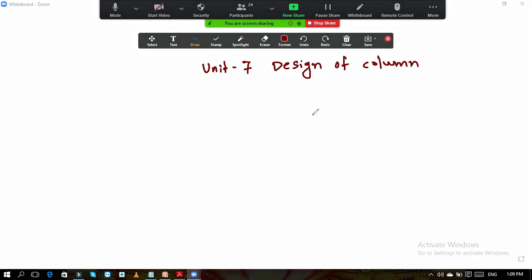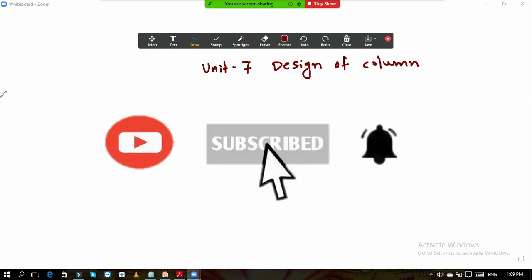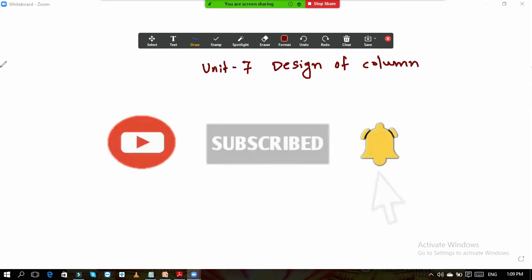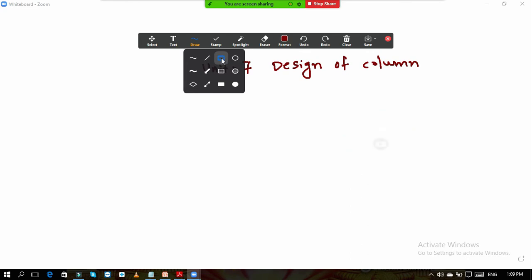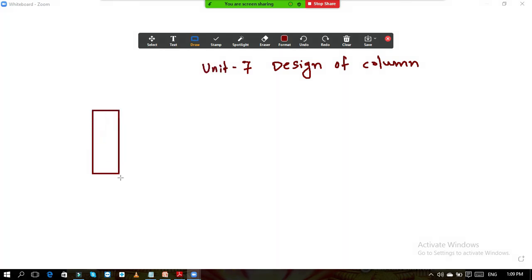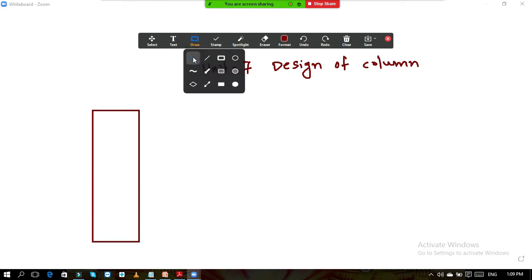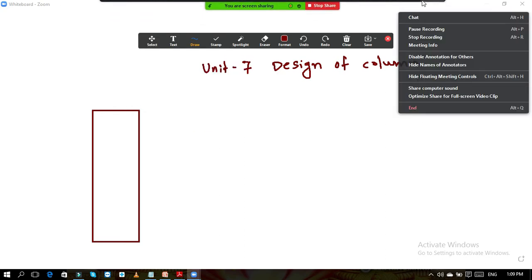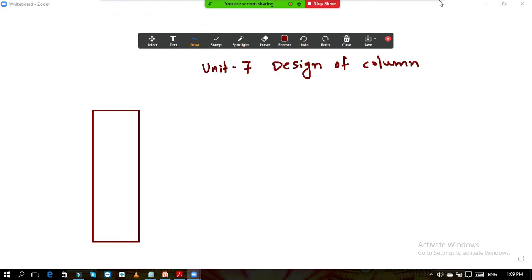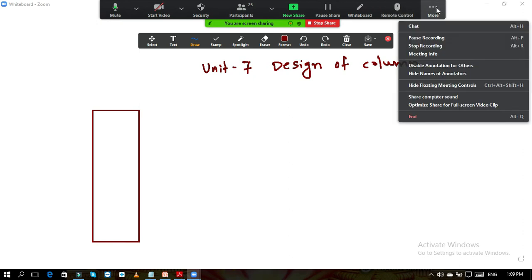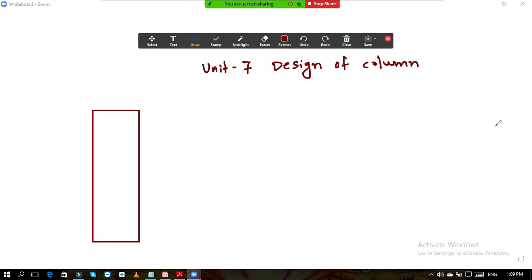So now today we will move into this chapter, that is design of column. So what is the meaning of column? Okay, so this member is nothing but a column. A vertical member which carries a load along its length is called a column. So this is the simple definition of the column.